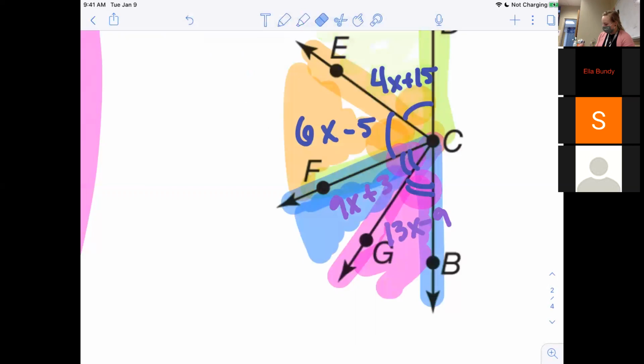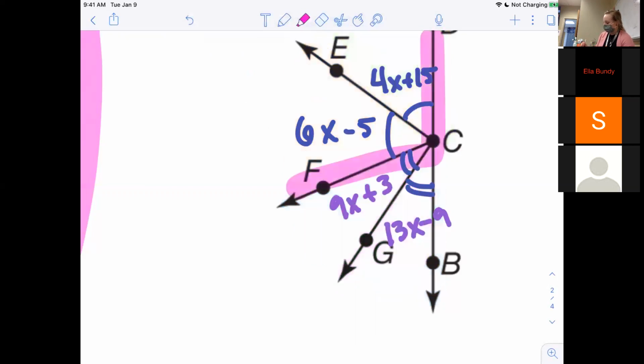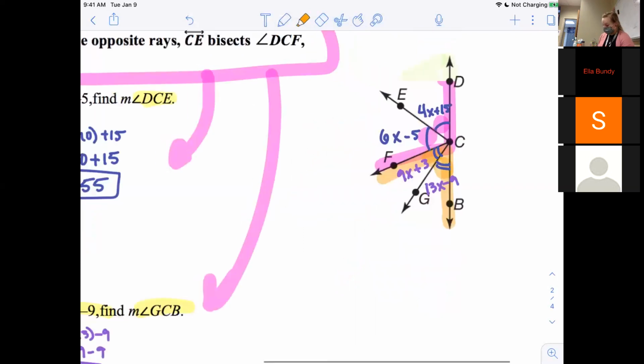I know that's a lot of color, but what that's saying basically is that I'm dealing with these two together because they're both congruent to each other. And then I'm going to use these two together because those are congruent to each other. And luckily, that's what it gives me in my next problems.